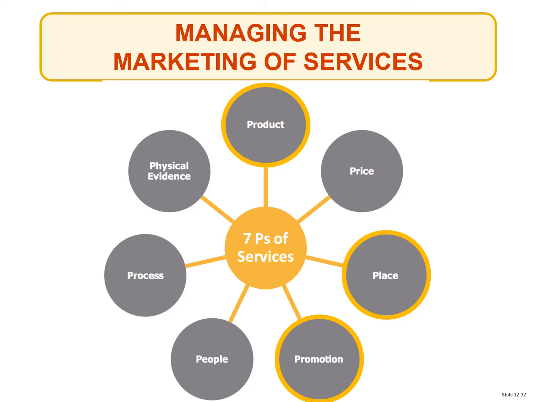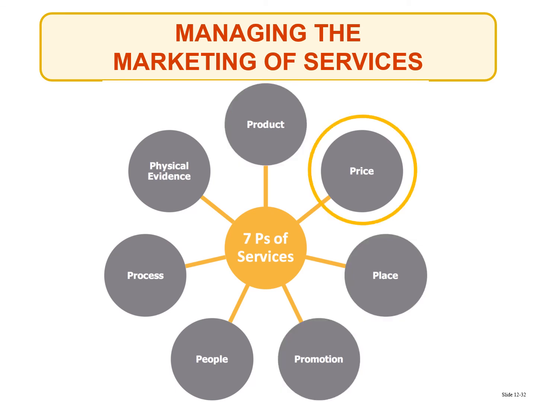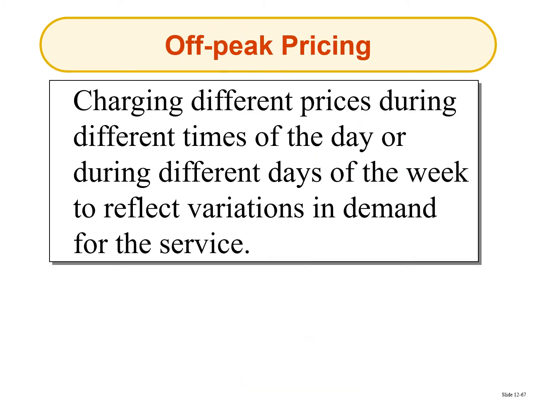What can be a little different is pricing for services, and that is related to the idle production capacity that we talked about before. So we are going to talk about the rest of the P's: price, people, physical evidence, and process. The first one is price. What we need to understand when talking about pricing for services is off-peak pricing. That means the service providers charge different prices during different times of the day or different days of the week to reflect variations in demand for the service.